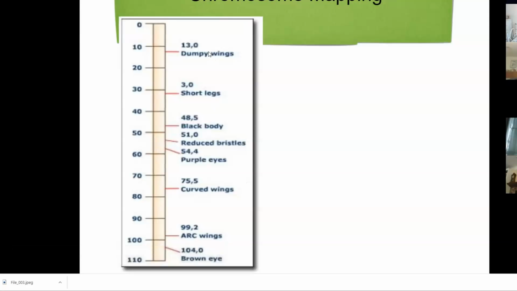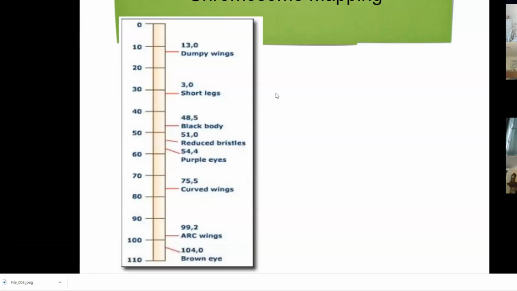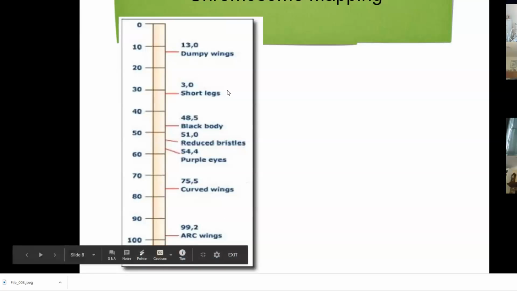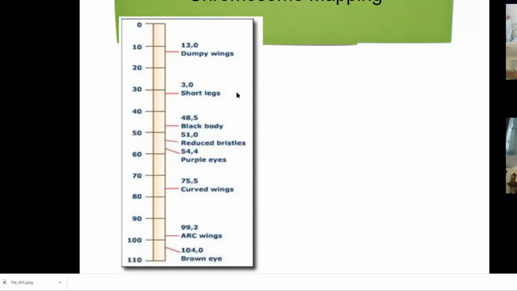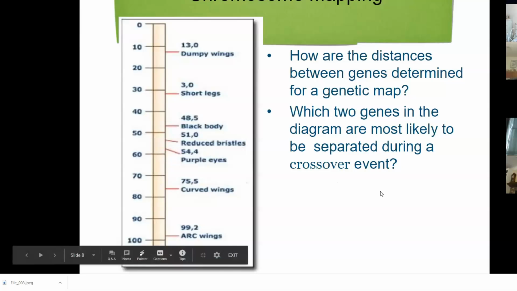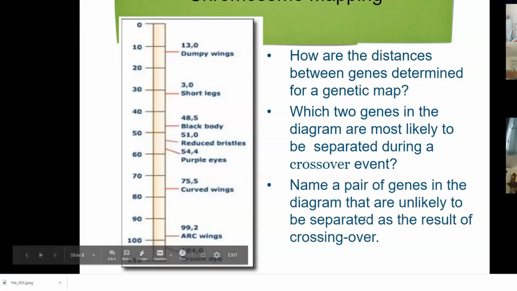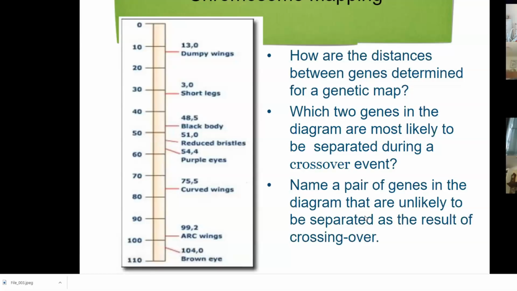Okay, so dumpy wings and brown eyes are quite far apart, like 100 units apart, so they would likely separate. What are two that would likely not separate? Arc wings and black body would likely separate. But two that are close together, any of these here, are not likely to separate, right? Black body, reduced bristles, purple eyes, they all occur very close together, so it's not likely that they would be separated.